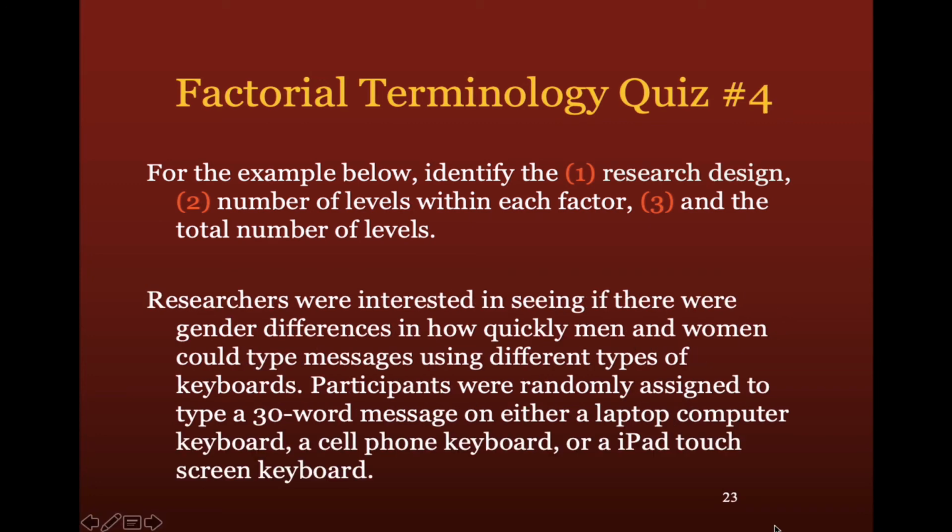So for this next question, researchers were interested in seeing if there were gender differences in how quickly men and women could type messages using different types of keyboards. Participants were randomly assigned to type a 30-word message on either a laptop computer keyboard, a cell phone keyboard, or an iPad touchscreen keyboard. So the design would be a 2x3, the 2 for gender, male versus female, and the 3 for the type of keyboard, a laptop, cell phone, iPad. So 2x3, and that gives you a total of 6 conditions.